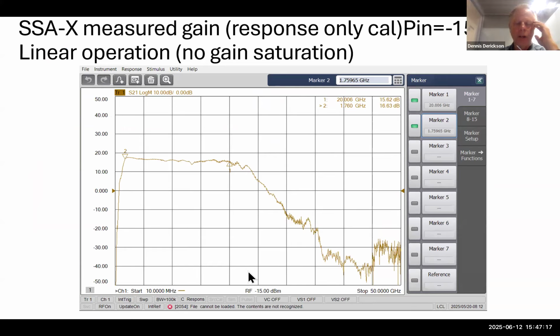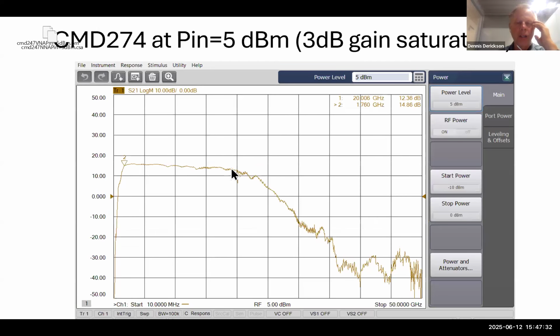I first measured its gain response at a small input power, putting in minus 15 dBm. The gain goes from 2 to 20 gigahertz with about a 15 to 16 dB gain in this amplifier. Now, if I put in more input power, I'll start getting some drop in gain. We'll get the same overall shape, but the gain's going to drop. And here we have 5 dBm input power, so we're going deep into saturation.